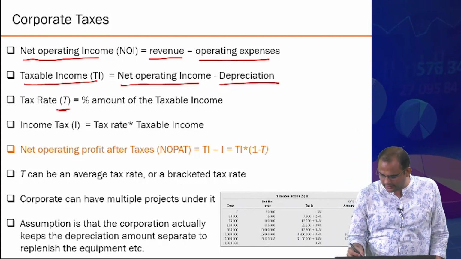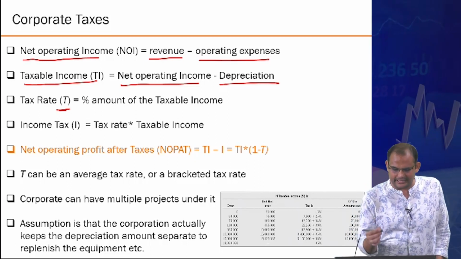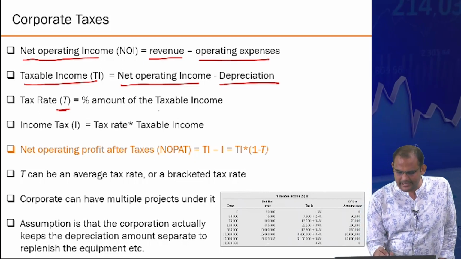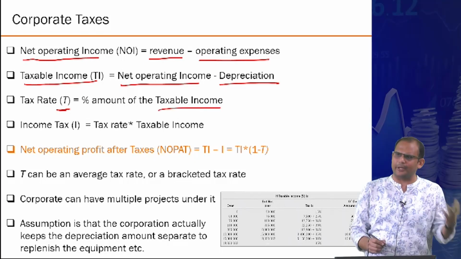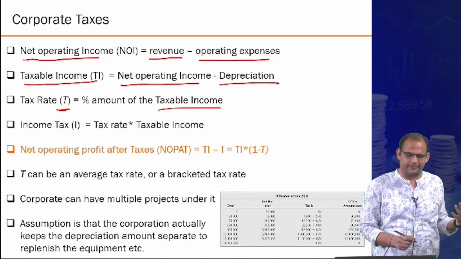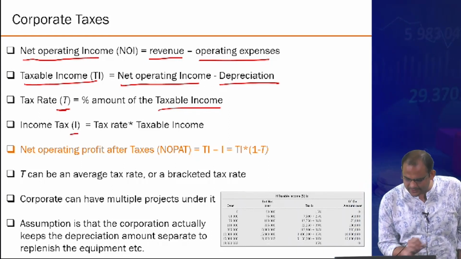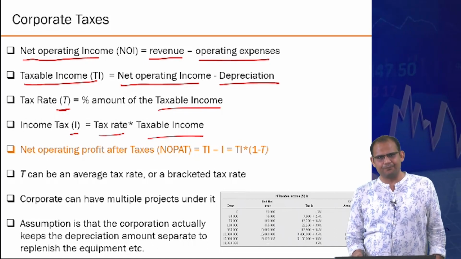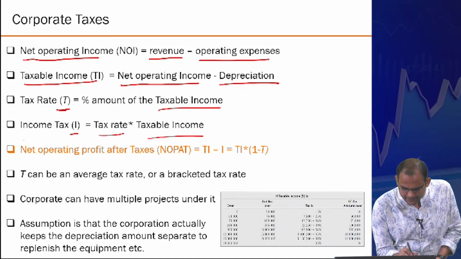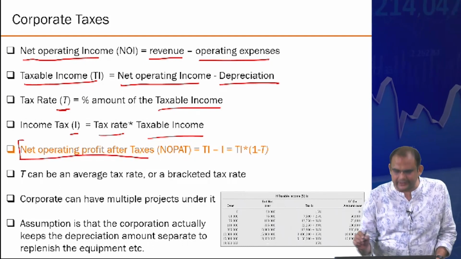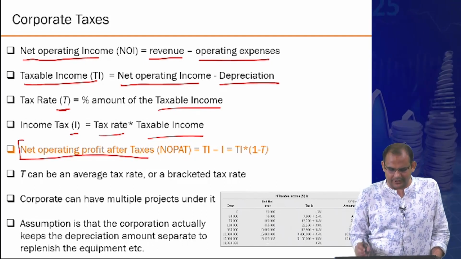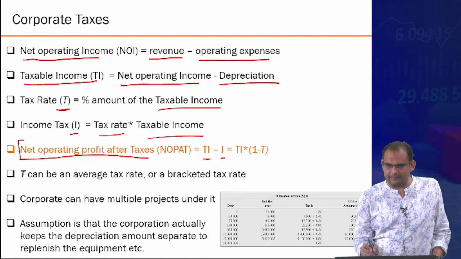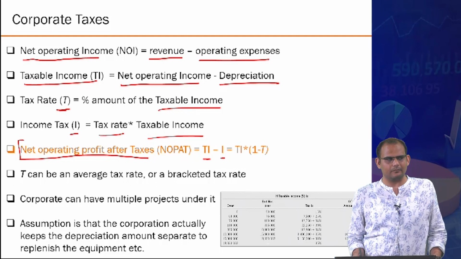The tax rate, assuming that there is a uniform tax rate on net income. Ideally, this is not the case, as I told you before, but for simplicity let's assume that this is a fixed percentage of the taxable income. Let's say 20% of the taxable income, 30% of the taxable income. Then your income tax becomes the tax rate multiplied by the taxable income, right? So your net operating profit after taxes becomes your taxable income minus the income tax that you have paid, right?